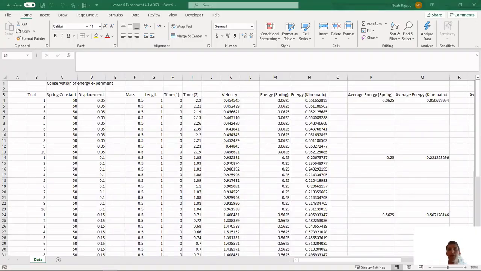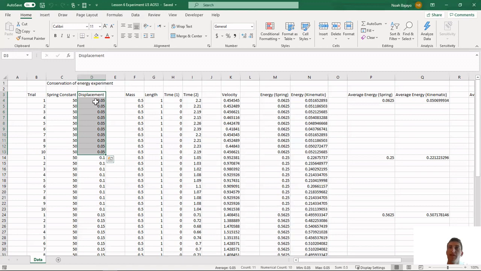So here we have an Excel spreadsheet that I've created, and I'll go through what each of the things I've done is, so that you'll be able to apply something similar to your own. On the left here, I've got the trial number, so it goes up to 10 trials for each different measurement of displacement. That's my independent variable. As you can see, all these things will be in standard units. So displacement will be in meters, the spring constant will be in newtons per meter, mass will be in kilograms, length will be in meters, time will be in seconds, etc.